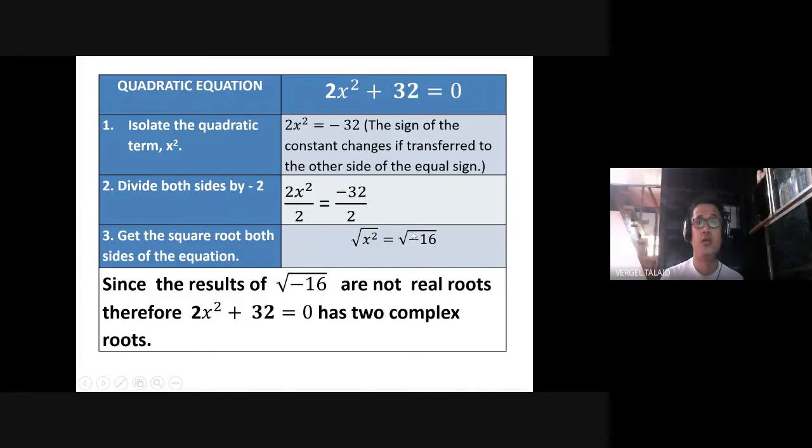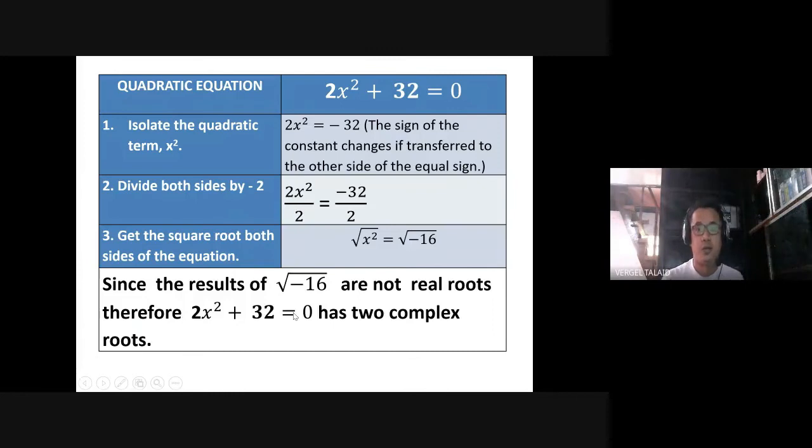Now you've noticed that we have here a radicand of negative 16. So if you are going to get the square root of a negative number, the result is not a real number. So there is no real roots in the given equation. Take note, if there is a negative number inside the square root sign, this is an example of a quadratic equation having two complex roots. So there is no real roots of this given equation.